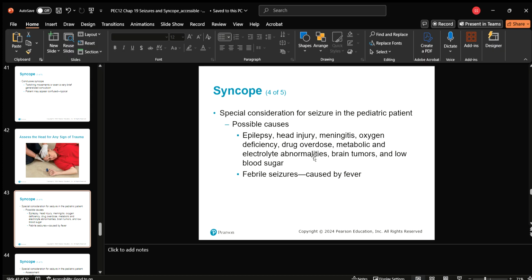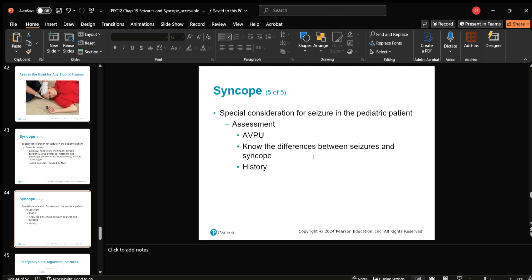Possible causes. We talked about this a second ago. Epilepsy, so they may be having a seizure. Head injury, maybe they were hit in the head and then went unconscious. Meningitis. O2 deficiency, they're hypoxic. ODs. Metabolic electrolyte abnormalities. Brain tumors or low blood sugar. What do we call that? Hypoglycemia. Febrile seizures are another cause of syncope. Febrile, so it's a seizure caused by a fever.